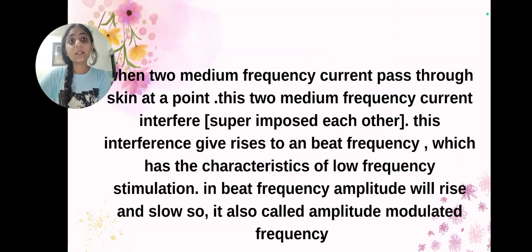When two medium frequency currents pass through the skin at a point, these two currents interfere, means they will superimpose on each other. This interference gives rise to a beat frequency, which has the characteristics of low frequency stimulation. Means in IFT, two different medium frequency currents are passing, and at a point they interfere and superimpose, and from that the beat frequency will rise.